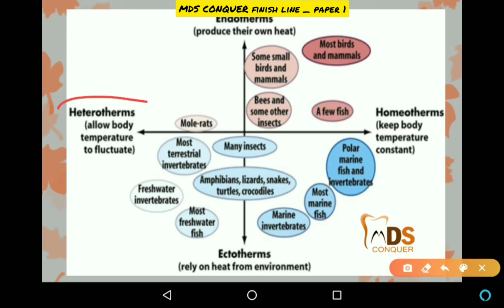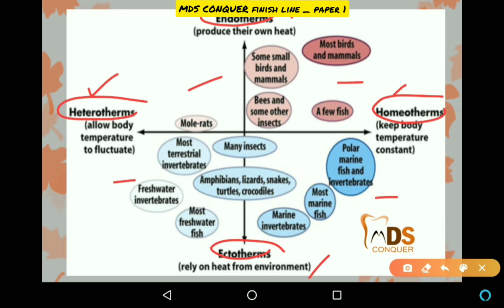If you see here, there are heterotherms, homeotherms, endotherms, and ectotherms. Ectotherms rely on heat from the environment, whereas homeotherms keep body temperature constant. Heterotherms will allow body temperature to fluctuate, and endotherms will produce their own heat. These are the examples given for each type of classification.